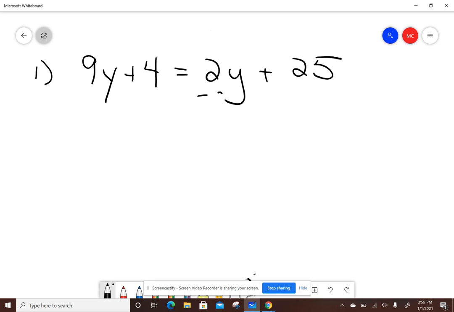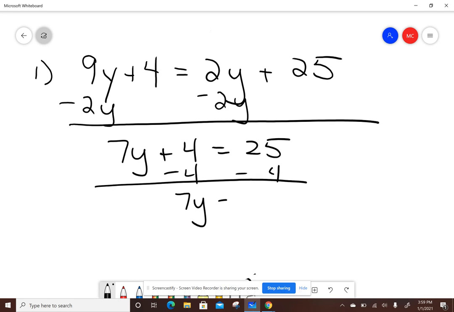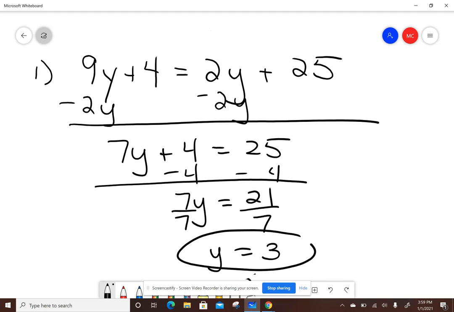So in this particular case for number 1, we're going to subtract 2y from both sides. So I get 7y plus 4 equals 25, minus 4, minus 4. I get 7y equals 21, divide by 7, y equals 3. And because 3 is written next to it, I know 3 is the correct answer. Okay, so you guys for homework, I'm going to do 1 through 21 on a separate sheet of paper.